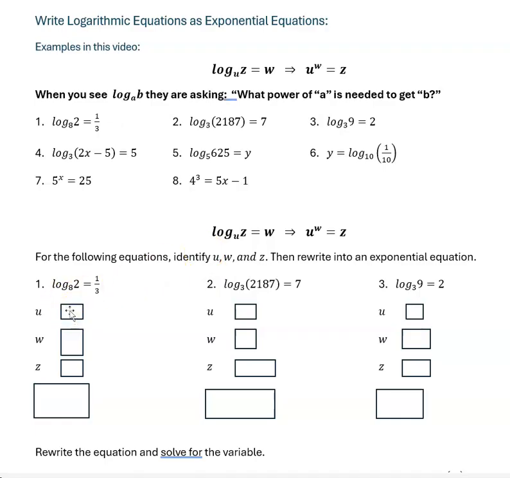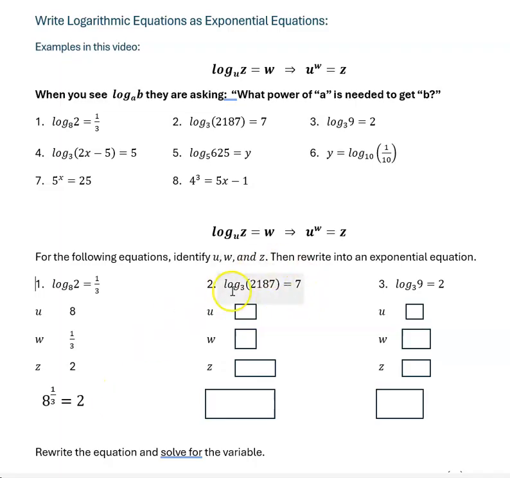So in this first expression, the base is u, and log base 8 means that our base is 8. W is the power that we want to raise this to. And so 8 to the 1/3 power equals z, what that expression equals. So z equals 2. So that's the u, w, z. And then if I want to write that in that format, it says 8 to the 1/3 power equals 2. You could do a cubic root on your calculator or raise it to the 3rd power to see that that's true.